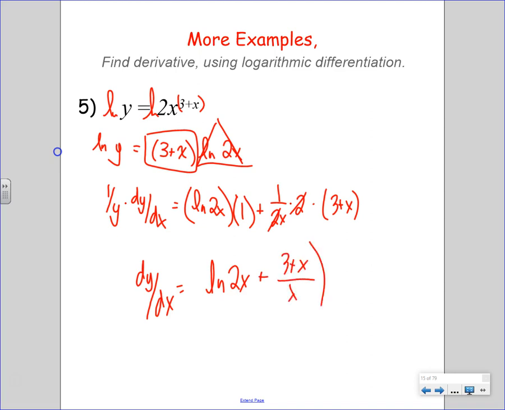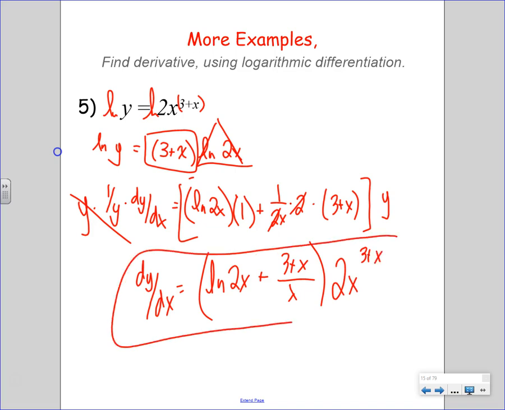Okay, and then you multiply by y. It's just add the y. This is really fast.